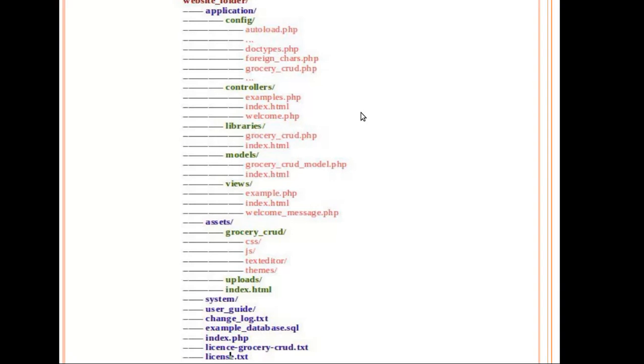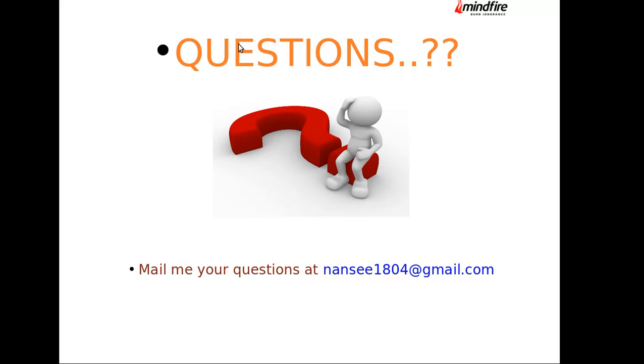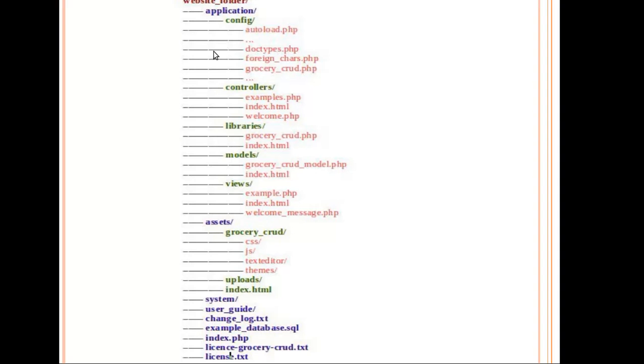Here for the installation, you can see there is a website folder, my project folder. Then inside it we have application. Inside application we have config, controllers, libraries, models and views. In the config there is one grocery_crud.php that I have to put, which is provided when you download the grocery crud library.